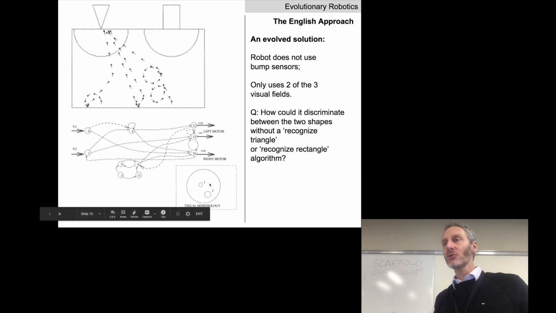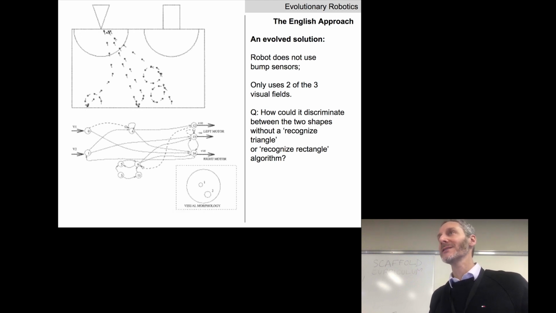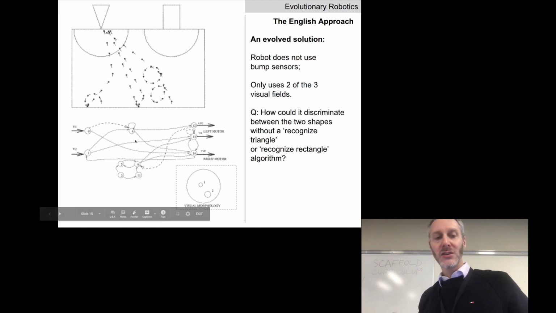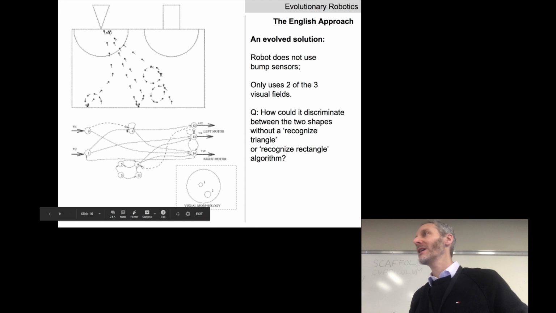Let's go back and look at the robot's eye. Where is the triangle recognition circuit in here? Where is the rectangle recognition circuit in here? Where's the neuron that lights up when it's looking at a triangle? And where's the neuron that lights up when it's looking at a rectangle?